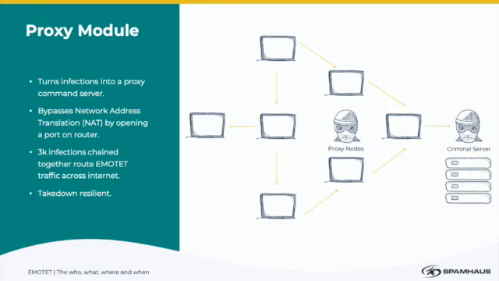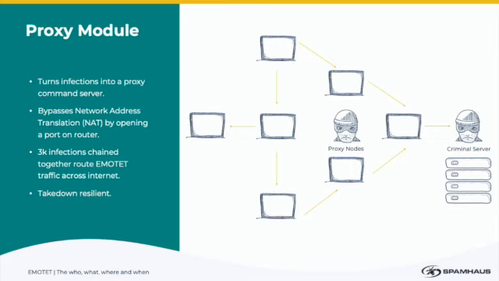So the next module that we'll discuss is the proxy module. This again is a very important module in Emotet, and it turns infections into proxy command and control servers. So if you see on the diagram, there are all these proxy command and control servers. They are chained together, and the traffic routes through each and every proxy command and control server, and it eventually reaches the main command and control server, which is hidden behind all these proxy nodes. So the job of this proxy module is to convert potential infections into command and control proxies.